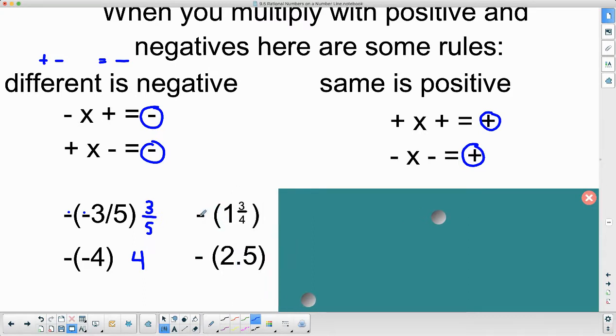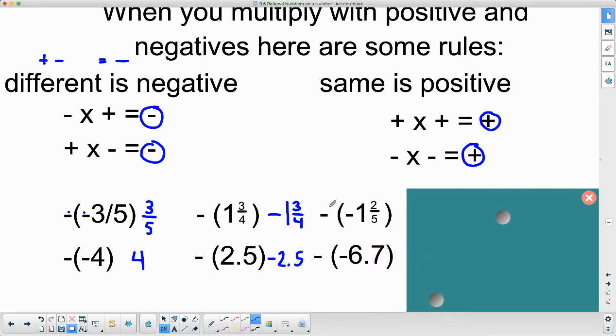So we have a negative times a positive. If there's nothing there, we assume it's positive. So we have one of each. So that means our answer should be negative. So this one is going to be negative 1 3/4. So go ahead and try this one. We have a negative and a positive. So that makes it negative 2.5.